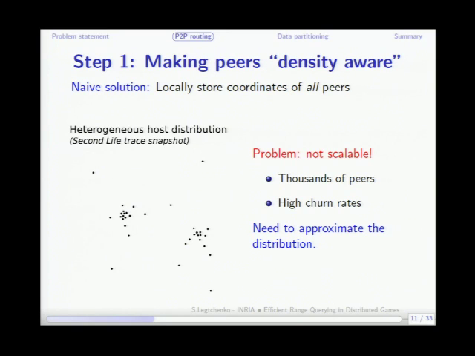However, this approach is not scalable because the overlays we are targeting are very large scale, so there will probably be many thousands of peers. And also, since it is a peer-to-peer overlay, we have possibly high churn rates. That means that the coordinates of the peers will be updated very frequently. So storing up-to-date coordinates of all the peers is not scalable. Therefore, we need to approximate the distribution.